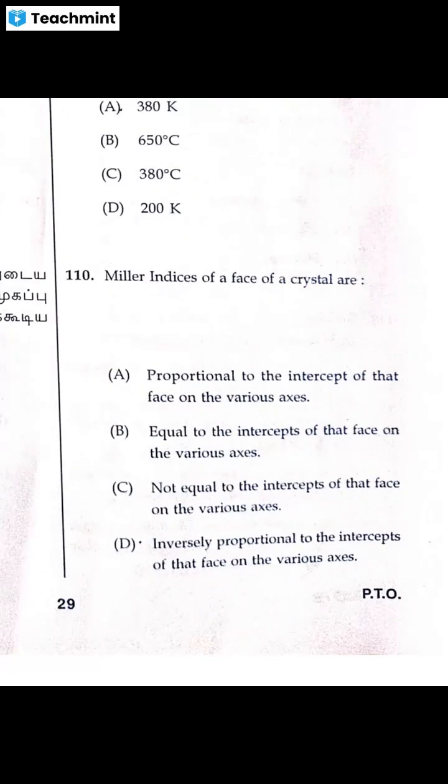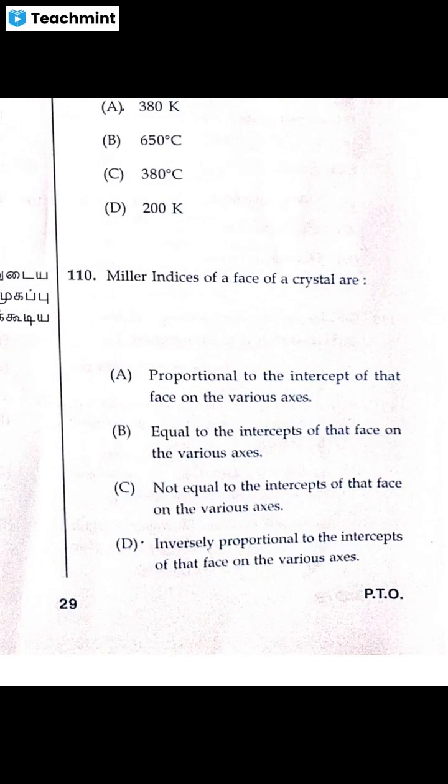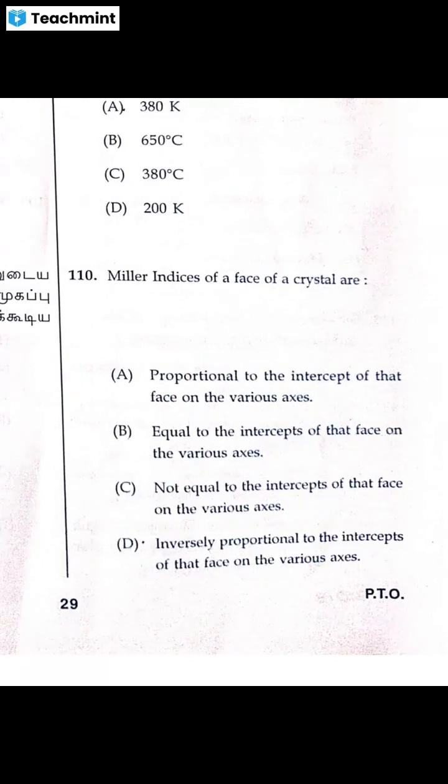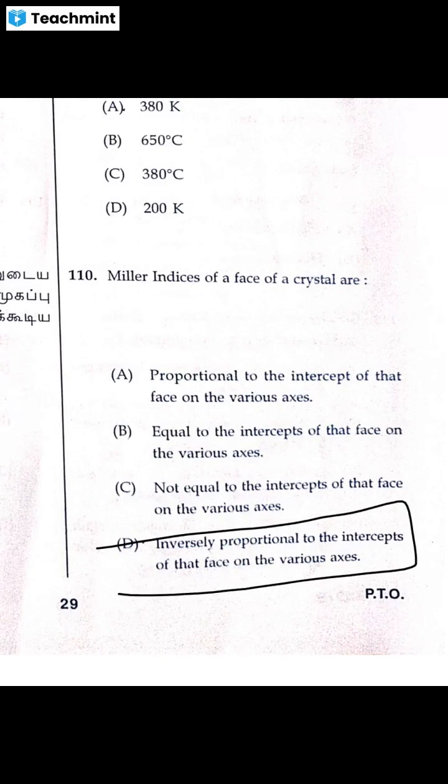Miller indices of the phases of the crystals. Okay, this is inversely proportional to intercepts. In that, the formula is given clearly. We write the index first, the Miller indices values, and then we write the intercepts, inversely proportional to intercepts. Right, next one.